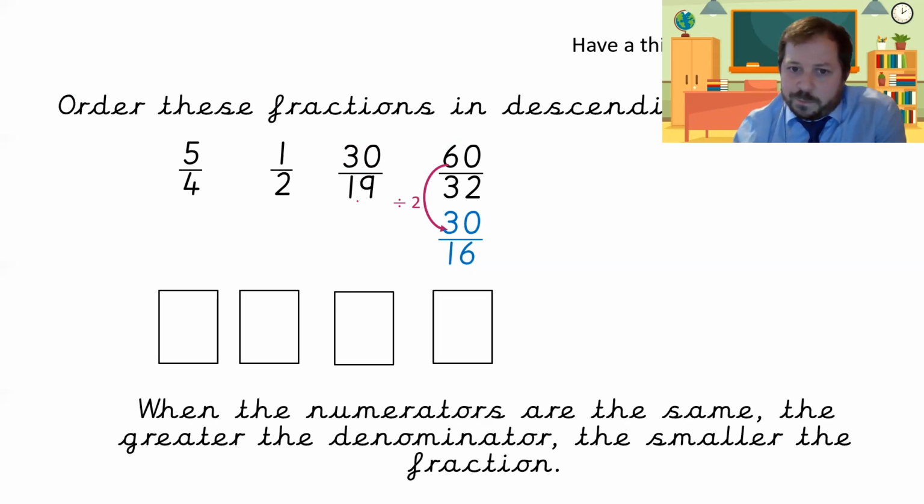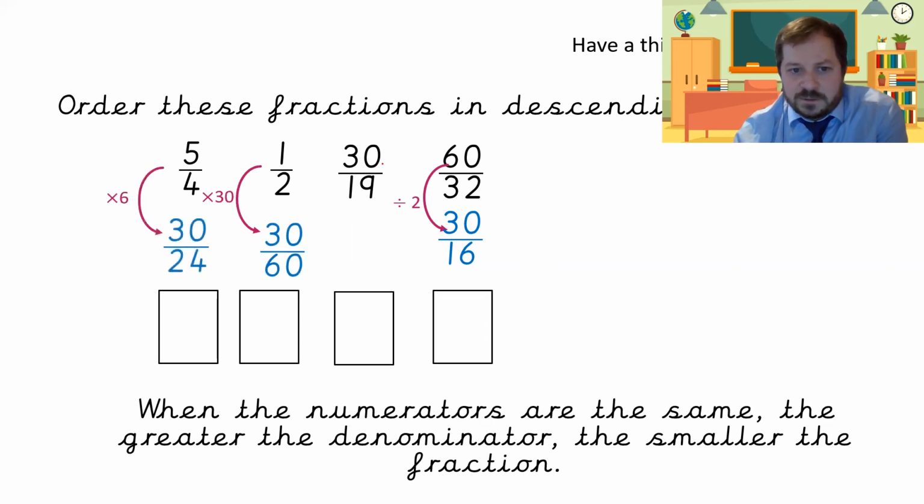So we've got 30 on the top there, 30 on the top here. This one we need to times by 30. We would have had to times by 60. And this one we can times by 6. Then we've got 30 on the top here. Now we're looking at the denominators, and we've got 24, 60, 19, and 16.